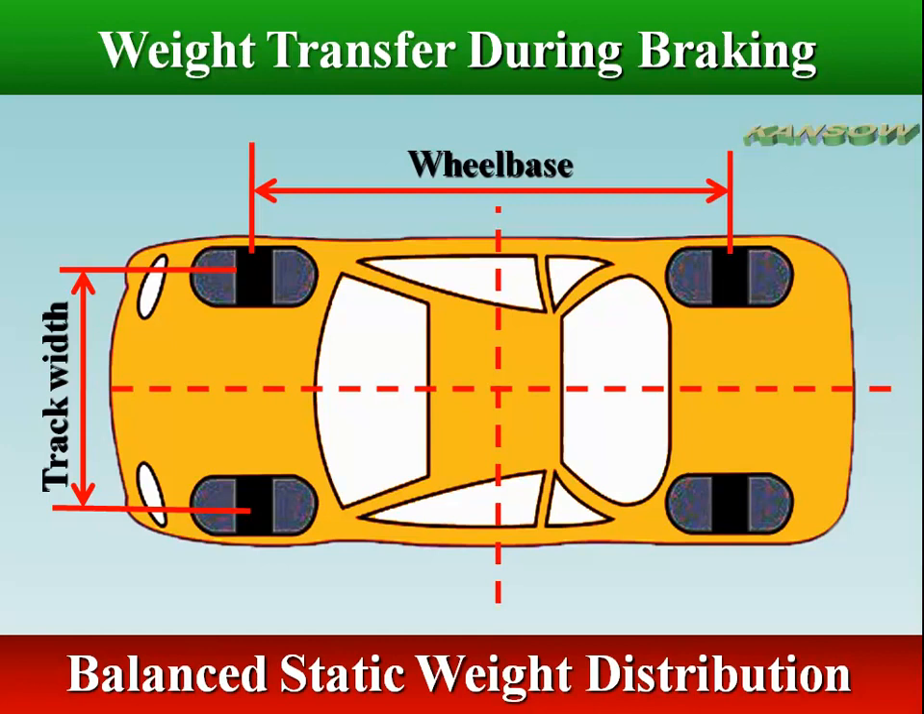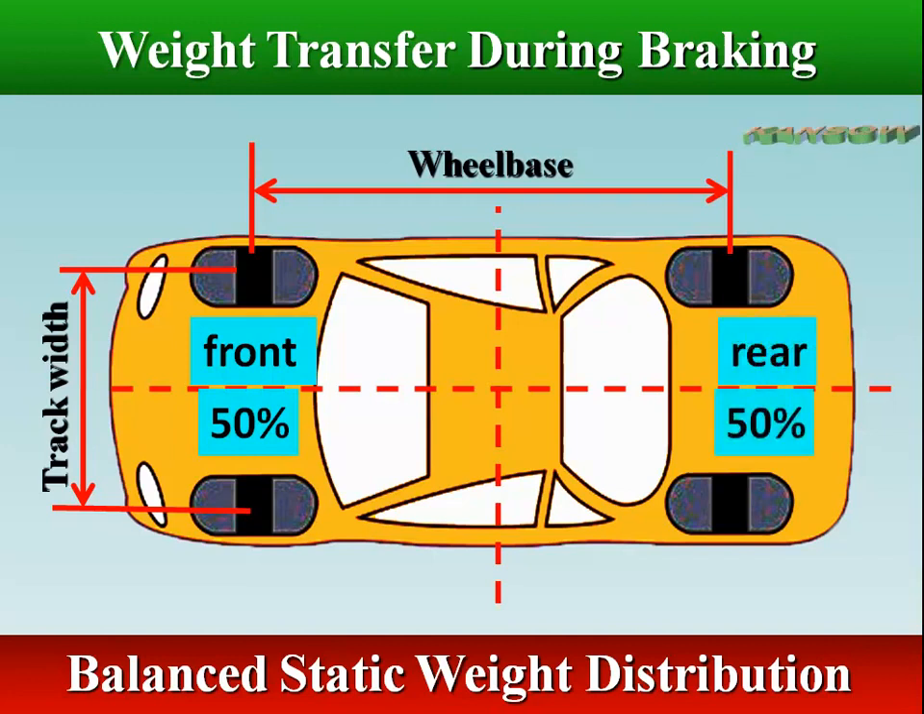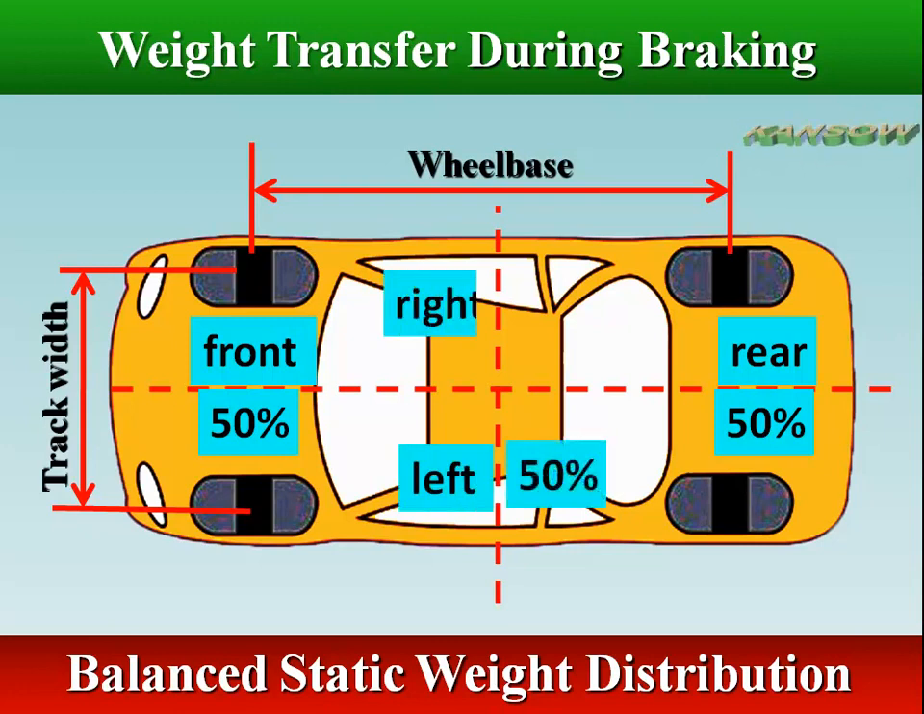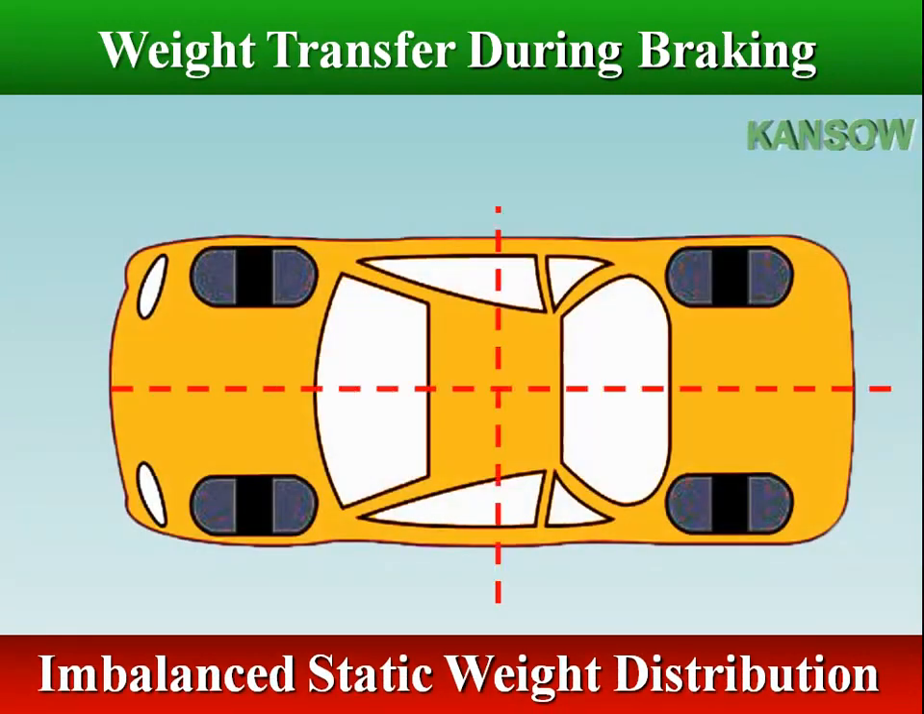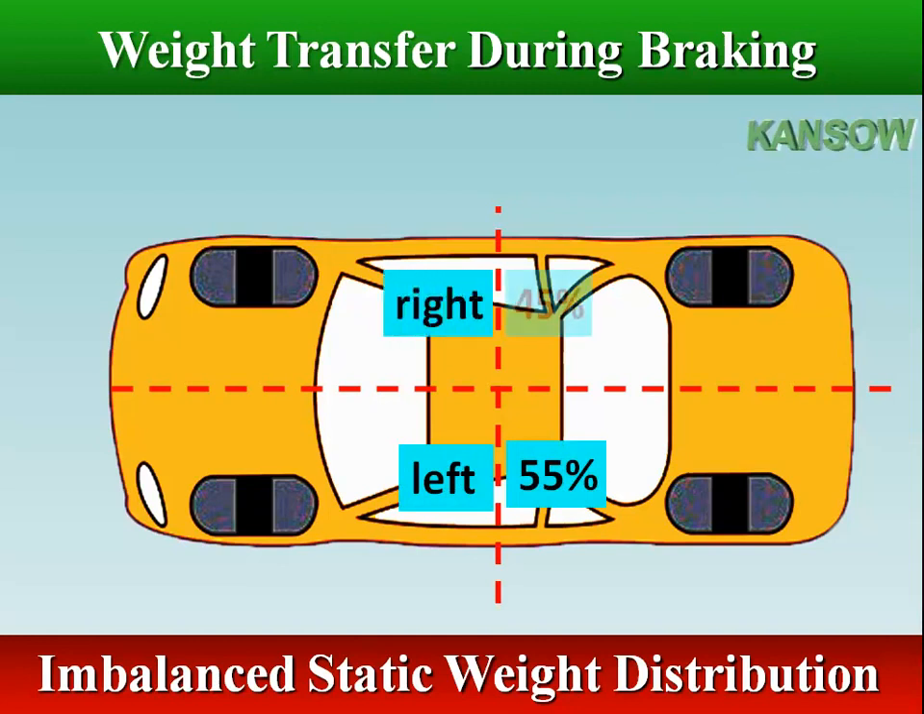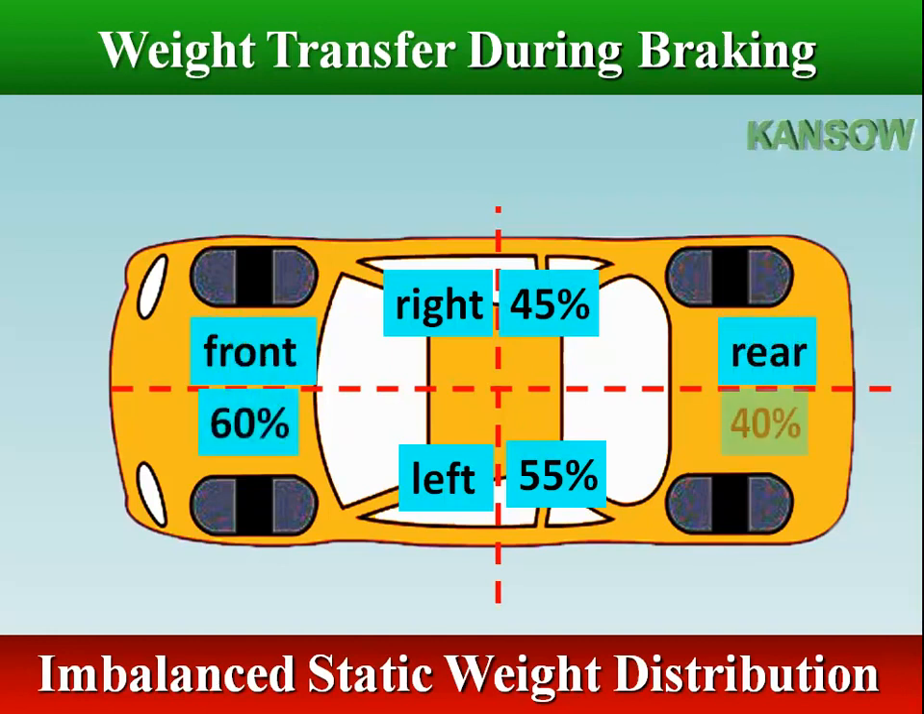Balanced static weight distribution, where weight is balanced evenly between the front and rear, 50% front and 50% rear. The weight is also balanced evenly between the left and right sides, 50% left and 50% right. In reality, most vehicles never balance their static weight this well because large components and their necessary positions do not allow it. The driver's weight shifts the left-right distribution to 55% left and 45% right.